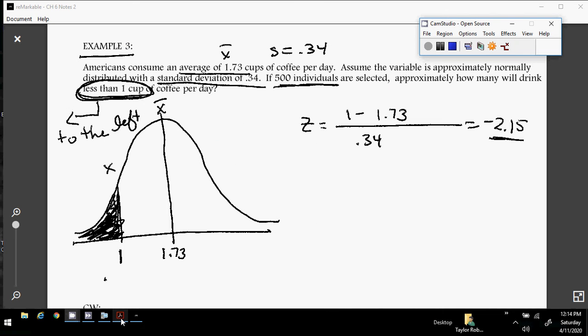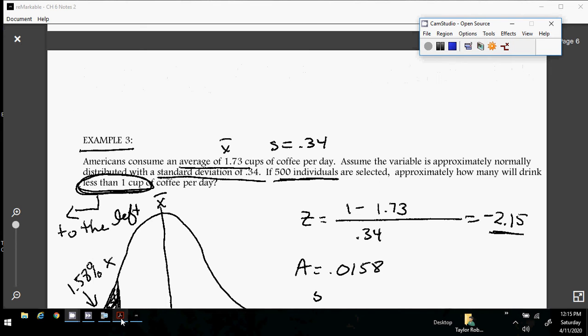Okay, so 0.0158. Now, what does this mean? Well, that means that approximately 1.58% is over here. What did the question ask? It said if 500 individuals are selected, approximately how many will drink less than 1 cup? Well, that doesn't tell me how many drink less than 1 cup. It told me the percentage. So how can I figure out what 1.58% of 500 is?